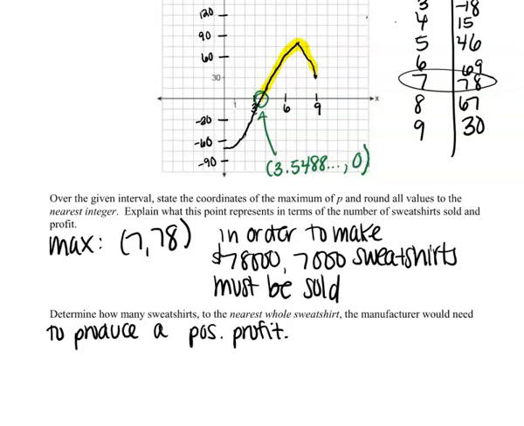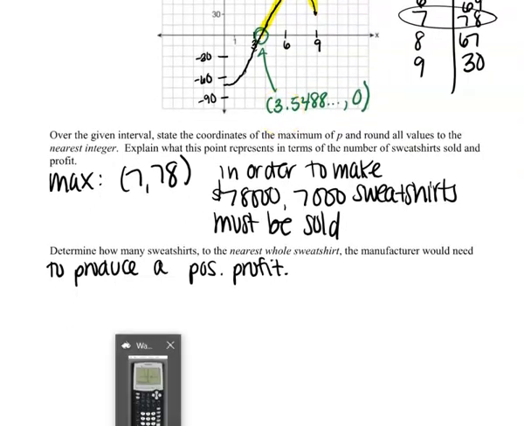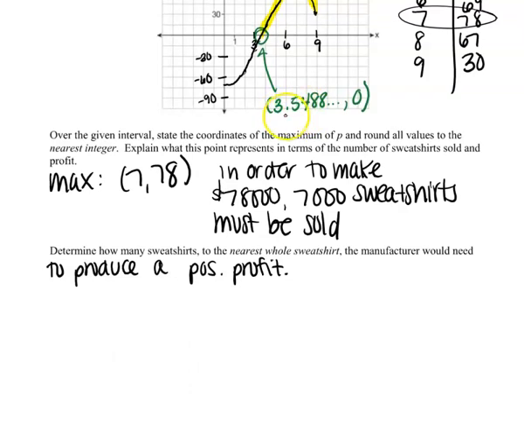So, to the nearest whole sweatshirt, again, remember this is in thousands. If I take that number and multiply by 1,000, that's where my new decimal place would go. So this would be 3548.8, or 3549 to the nearest whole sweatshirt. That means in order to make the first positive profit, they would need to sell 3549 sweatshirts. And that's the answer to that question, to have the first positive profit.